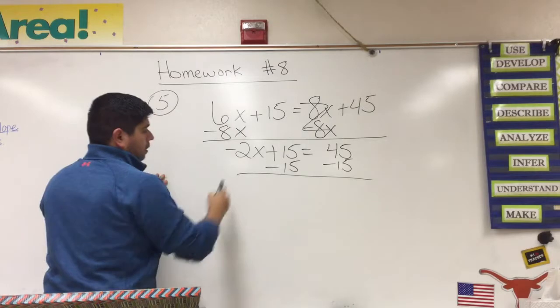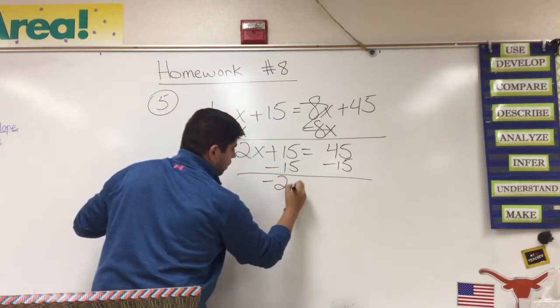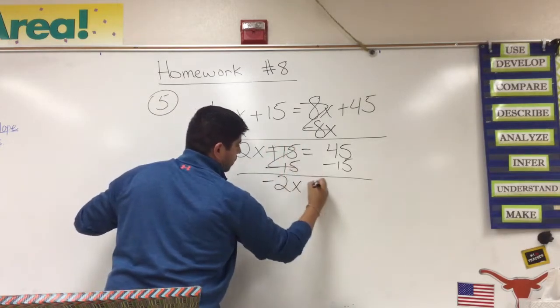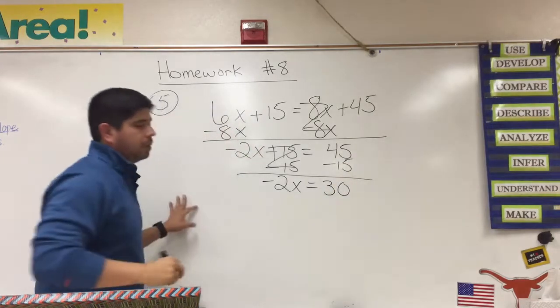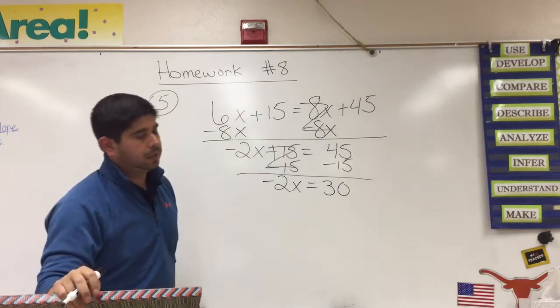Okay, now I just bring the negative 2x. This is going to zero out, equals 45 minus 15 is 30. If ever you don't know these calculations, put them in your calculator.